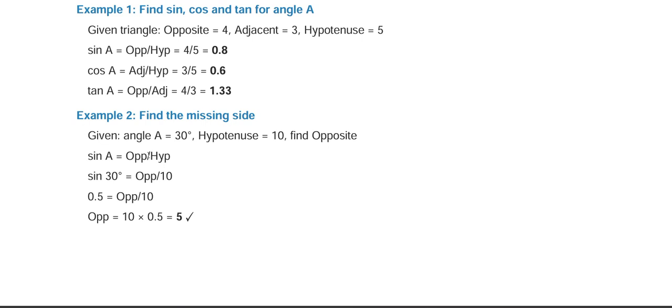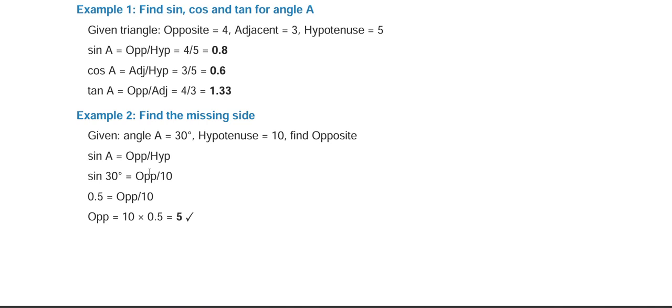Find the missing side. Given angle A is equal to 30 degrees, hypotenuse is equal to 10. Find opposite. Now we have to say, hypotenuse और opposite से related formula कौन सा है? So we'll see that sine is equal to opposite over hypotenuse. So we'll use this formula. We have to find opposite. So opposite remains opposite here.